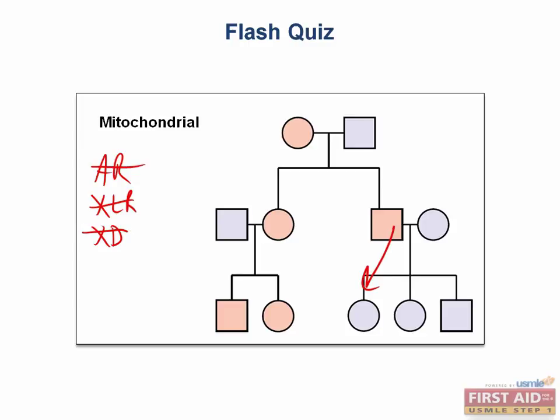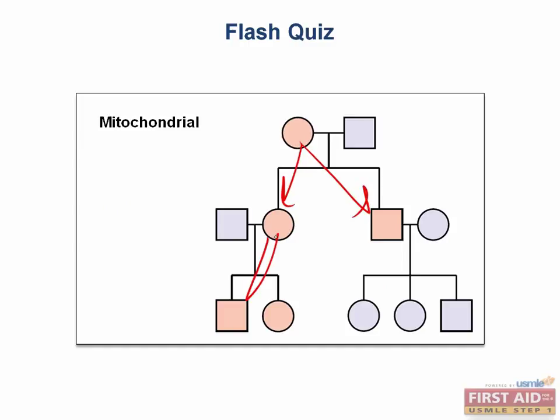Now technically this could be either autosomal dominant or mitochondrial, but how can you tell if a trait is mitochondrial? It's because an affected woman gives it to all of her offspring, and men don't pass it to anybody. And that's exactly what we see here, where this woman gives it to all of her children, and so does this one, but nobody else gets it from anybody else. Therefore, this one's mitochondrial inheritance.